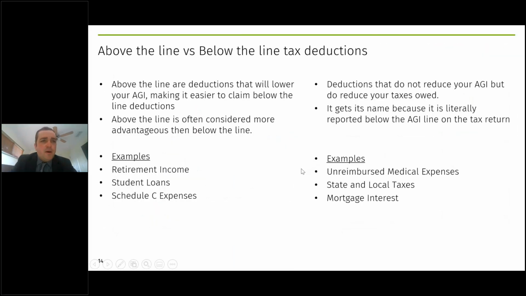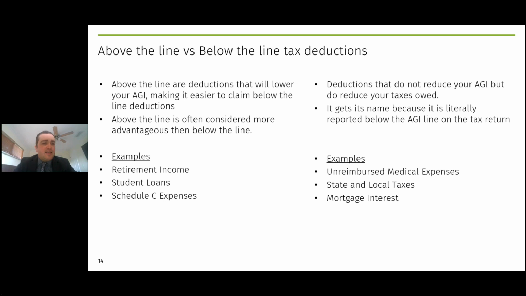I want to talk about above the line versus below the line tax deductions. And you can't really get a solid answer on what's better. And a lot of the times you can't really pick and choose which one you're going to deduct for your client. But the general breakdown of what it means to be above the line or below the line has to do with AGI. And why above the line I think is better is that it actually lowers your AGI, which can make hitting some of these other items a little bit easier to hit.